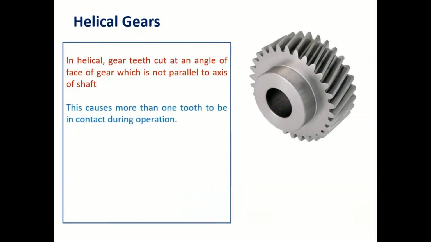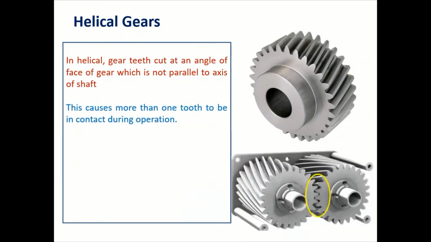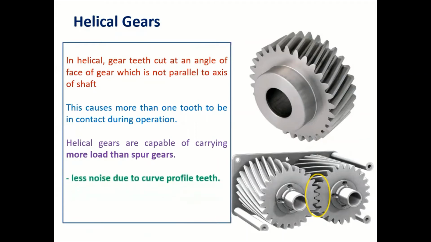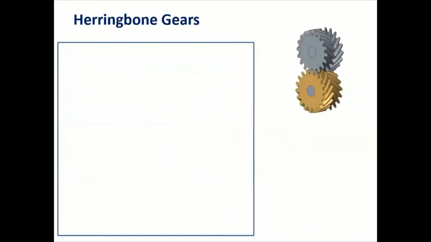So this causes more than one tooth to be in contact during the operation. See here, the number of teeth coming in contact at a time is higher, especially in the helical gear. So helical gears are capable of carrying more load than the spur gear. Less noise due to the curved profile teeth. When we are generating the tooth profile on the blank, it is a curved profile, and that's why it is noiseless. It is suitable for high speed application.